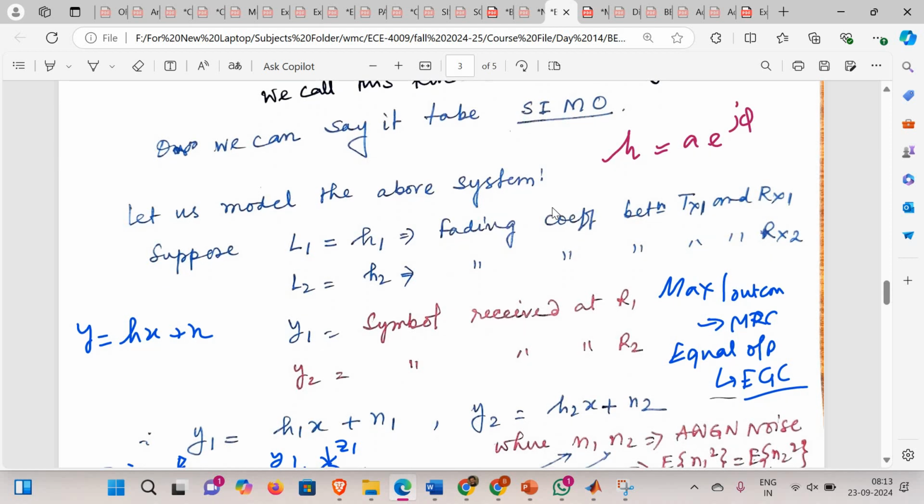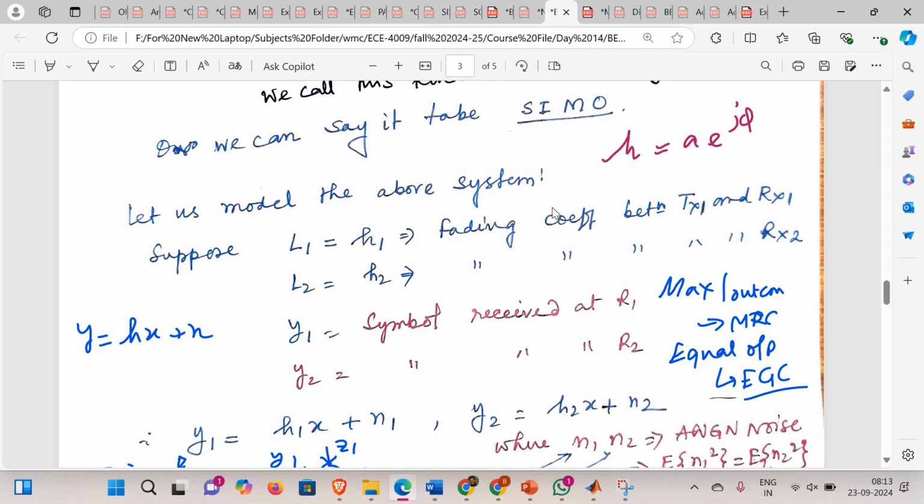One was MRC, which we had discussed in the last class, called maximal ratio combining. And the other one is equal gain combining, which we are going to discuss today. In fact, we are going to test these two techniques in our lab as well. We are going to do an experiment on that so that we can get very good knowledge about these two.